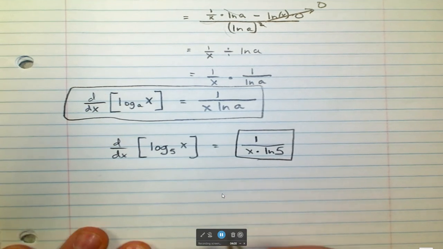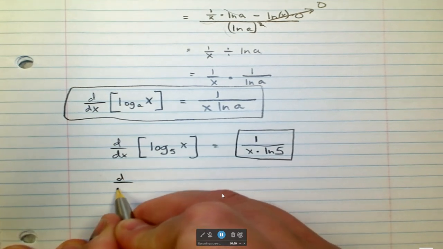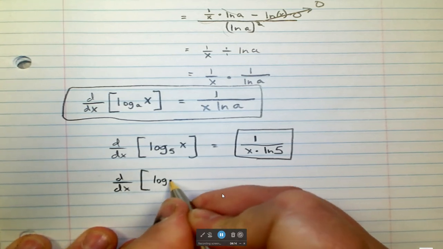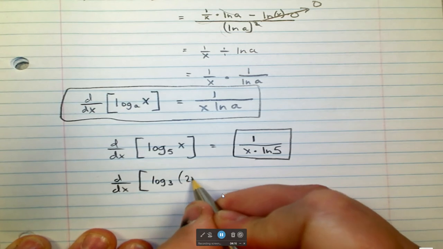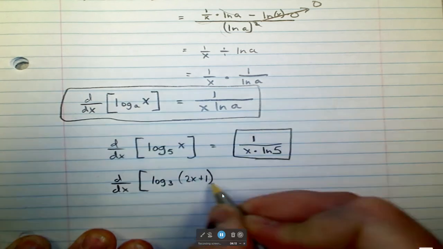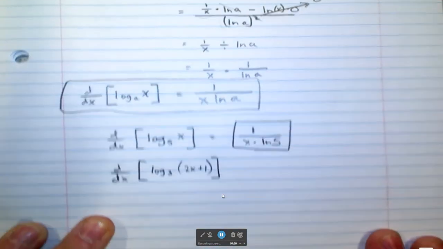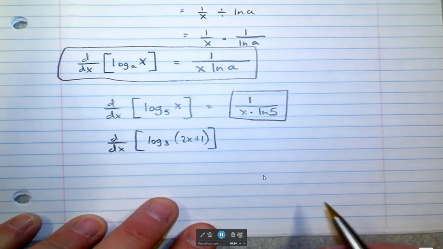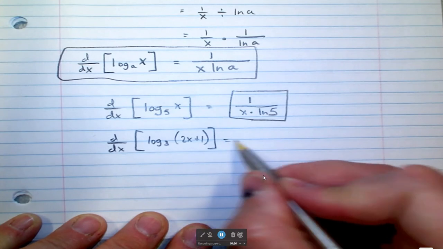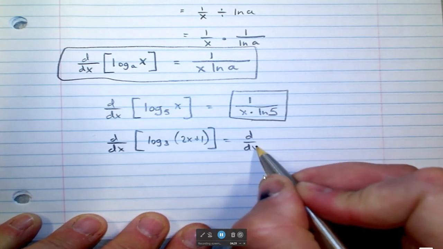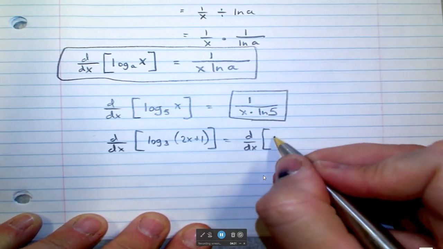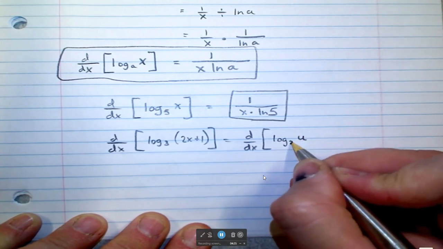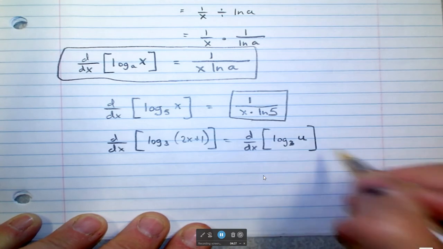Cool. What if we had the derivative of log 3 of 2x plus 1? Okay, what if we had that? What would happen here? Well, we have to view this as the derivative of log 3 of u. The good old chain rule, right?